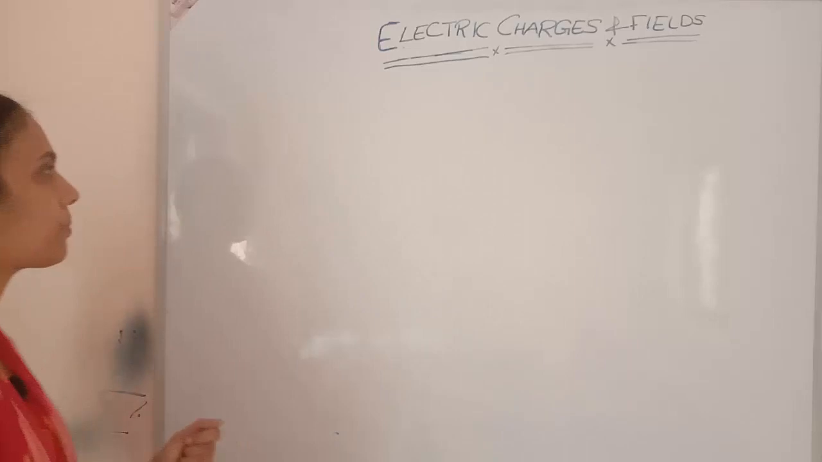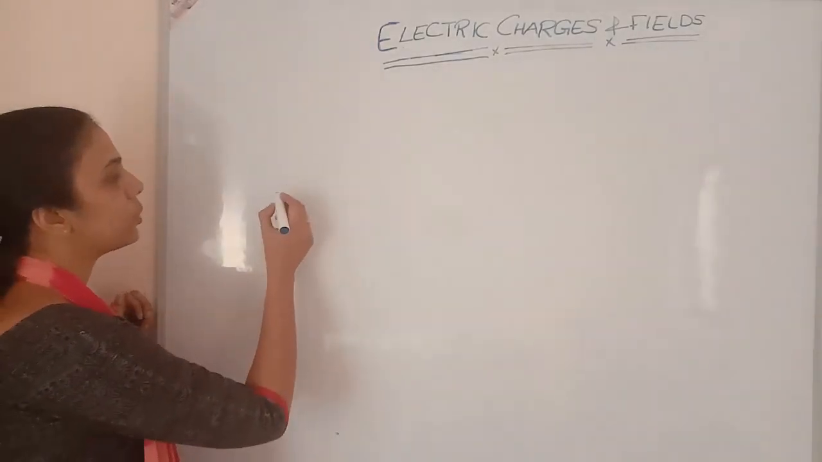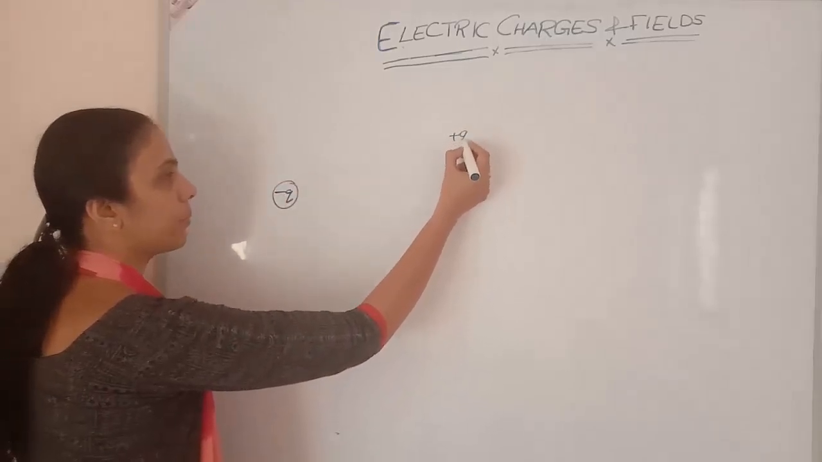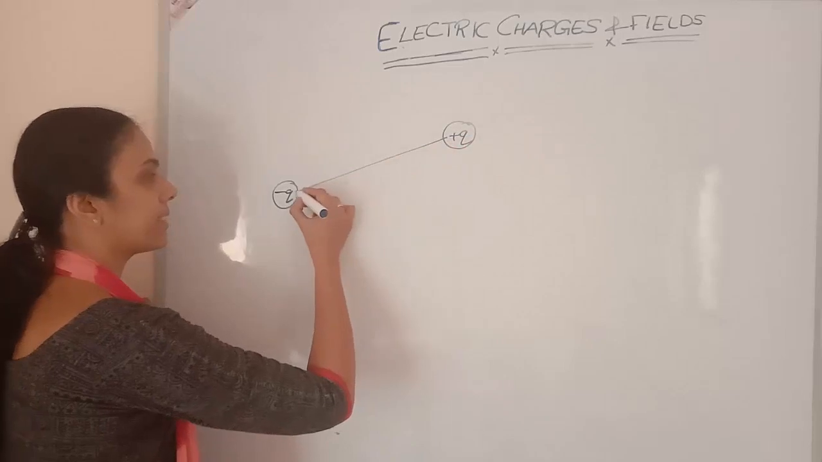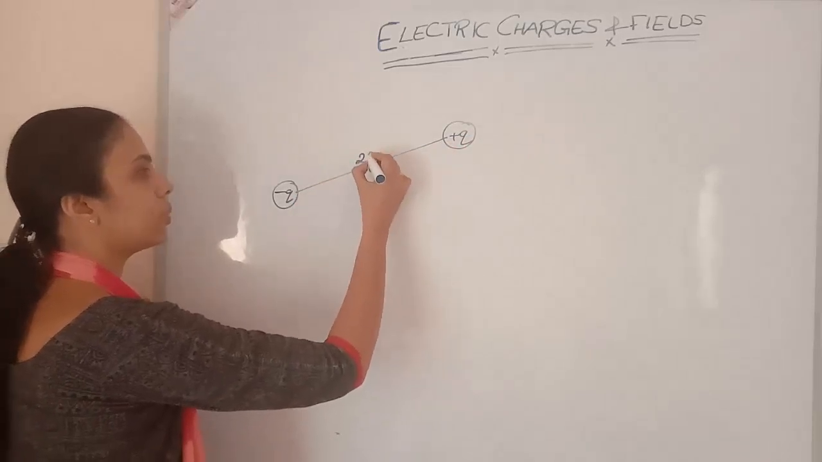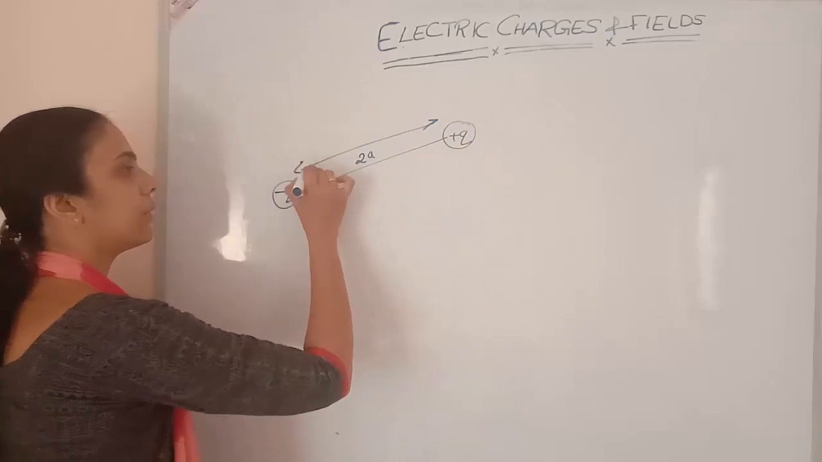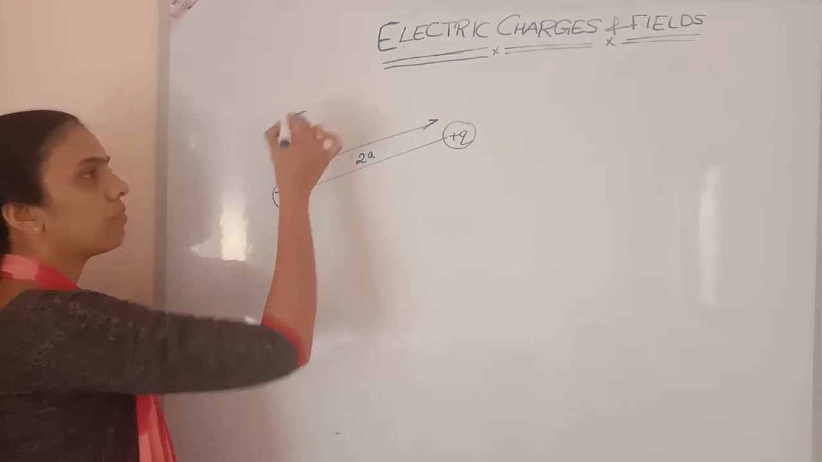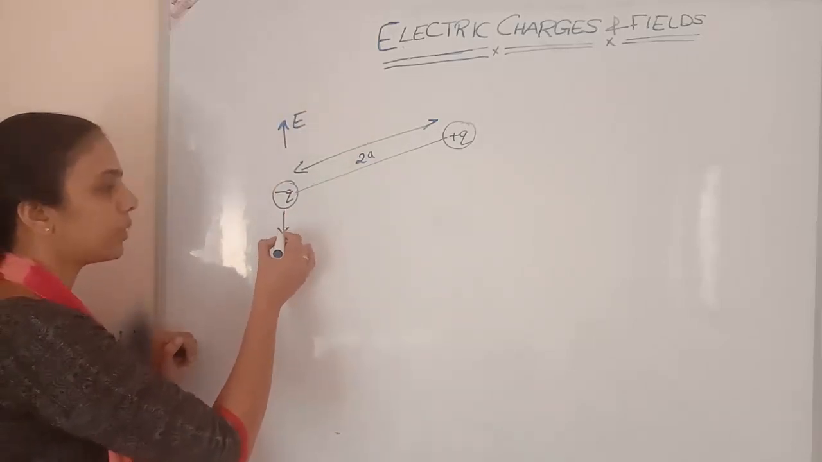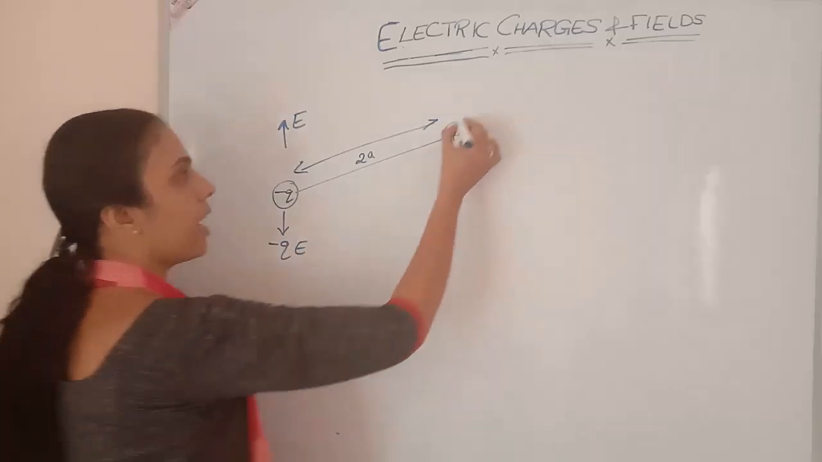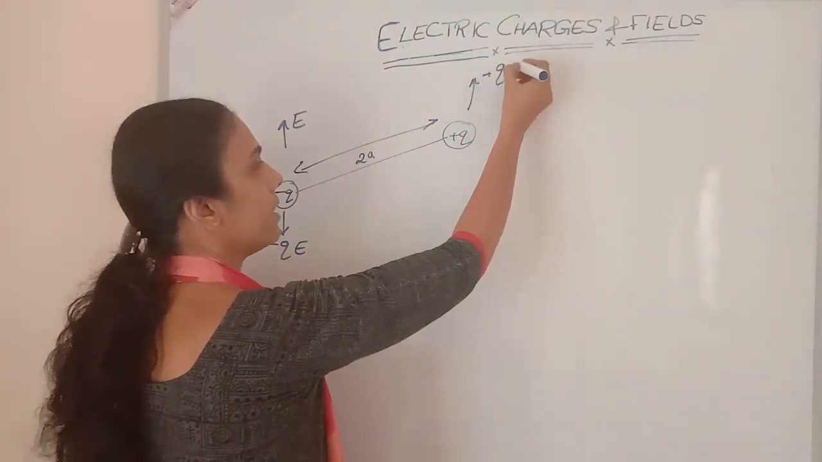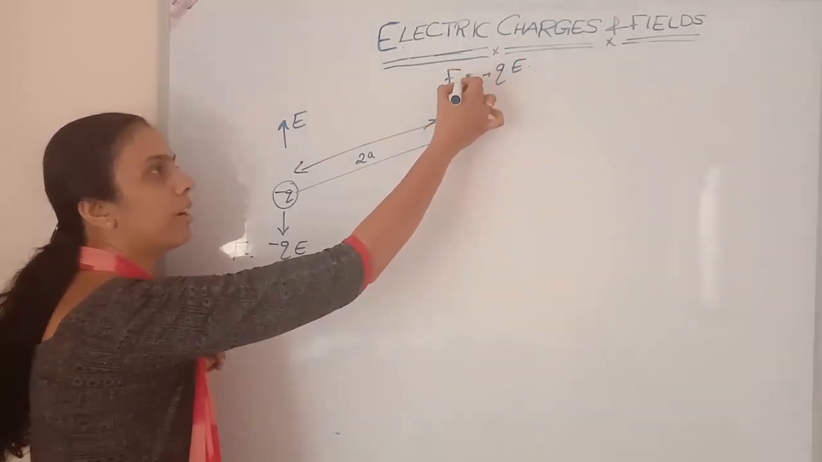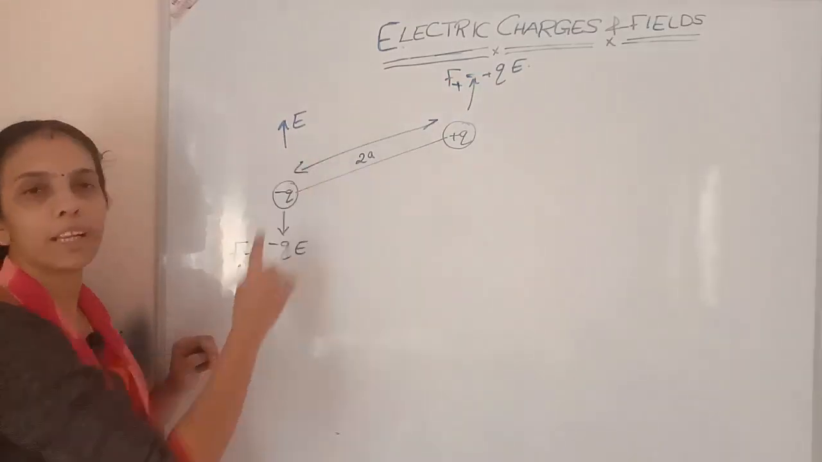Here we are considering two charges. One is minus q and another is plus q. It's like this, separated by a distance of 2a. An electric field is present. This is the direction of the electric field. Minus qE will be acting in this direction and plus qE will be acting in this direction. So F due to the positive charge is equal to qE, and F due to the negative charge is equal to minus qE.